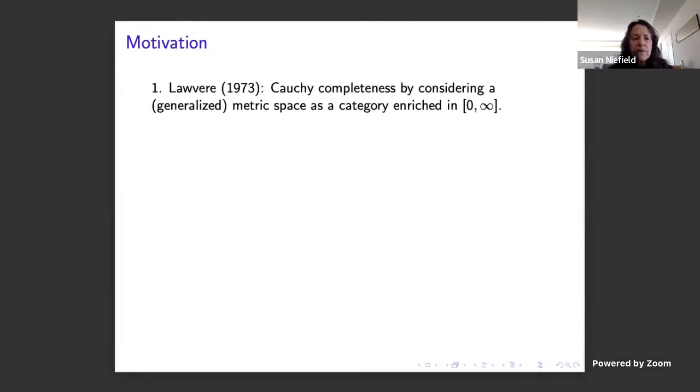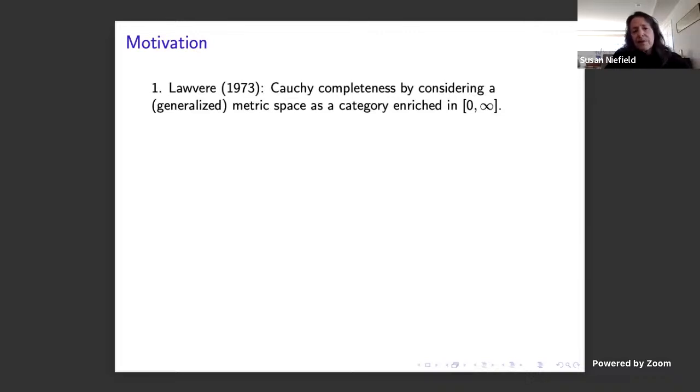Okay, so first of all, Cauchy completeness for categories, for bicategories, was introduced by Bill Lawvere in the early 70s. And he had a paper which is actually now one of the first TAC reprints, but in any case, he defined Cauchy completeness for metric spaces by considering a metric space as a category enriched in the monoidal category of extended non-negative reals, where the monoidal structure is plus and 0, and the hom structure is truncated subtraction.